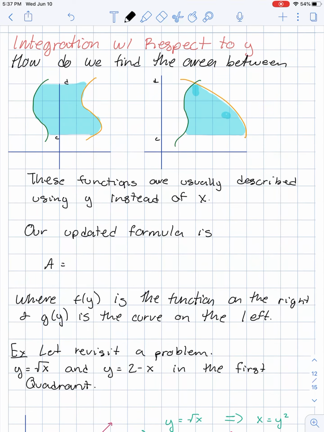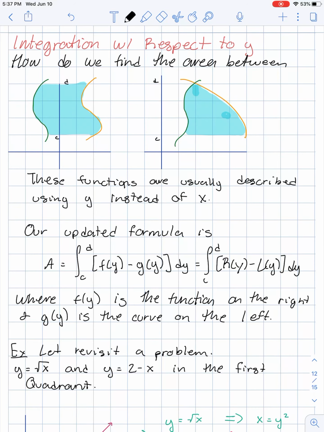Our updated formula is now going to be, instead of the area going from A to B, we're going to go from C to D, and that's going to be f of y minus g of y dy, where f of y is the function on the right minus g of y the function on the left. So we can even write that again. C to D, our right function, so we'll call that capital R out of x, y, minus our left function.